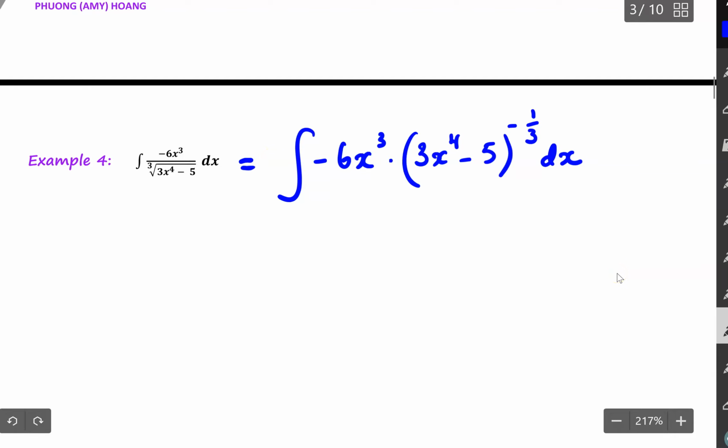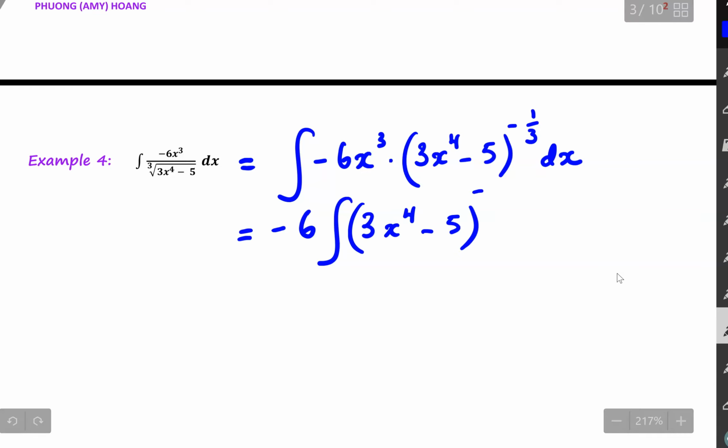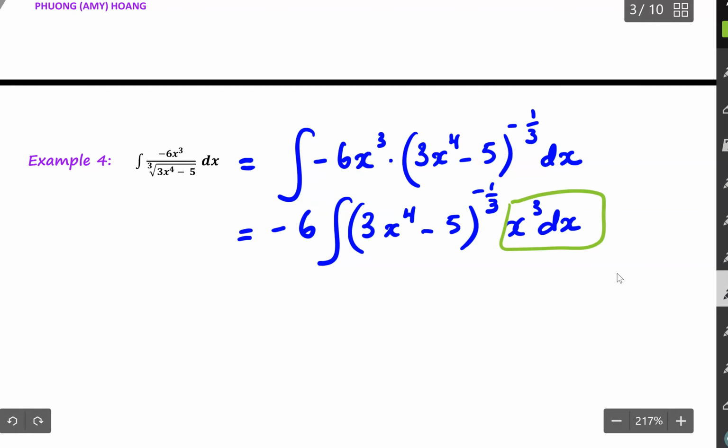So -6 integral of 3x to the 4 minus 5, all of it raised to the -1/3, and I will write x to the exponent 3 times dx together, because what I notice is that I can use substitution so that I can separate my variables. So we are going to let u equal 3 times x to the exponent 4 minus 5.